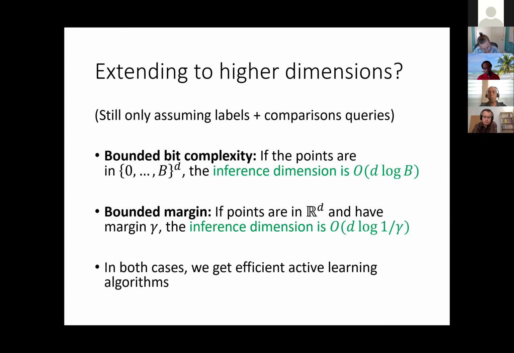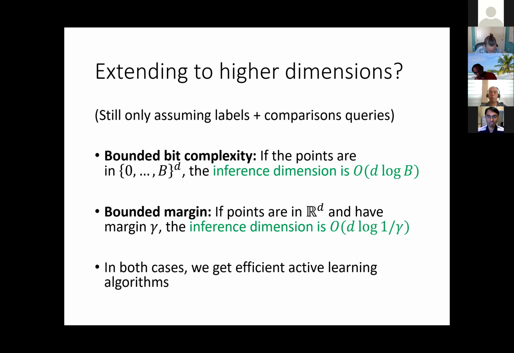One is maybe more motivated by the next scenario. I'll show you its connection to bounded bit complexity, where I think that the points have integer coordinates that are not too big. And the other one is maybe more reasonable in machine learning settings, where I'm assuming no point is too close to the hyperplane, so the margin is something reasonable. And in both cases, we get optimal bounds for the inference dimension, basically logarithmic in the bit complexity in some sense. And both of them give us efficient active learning algorithms.